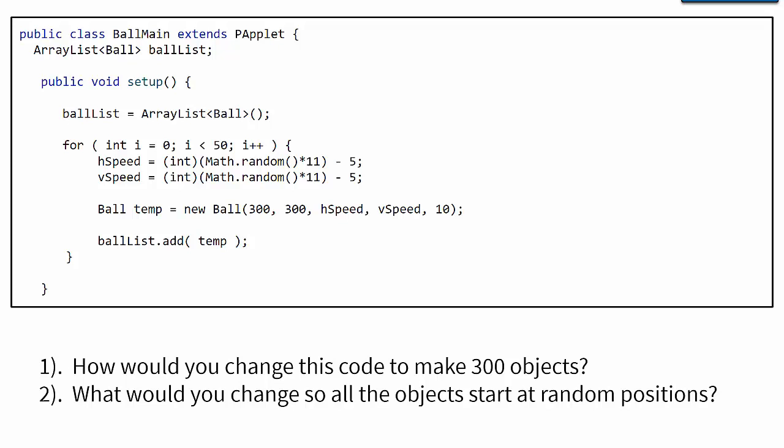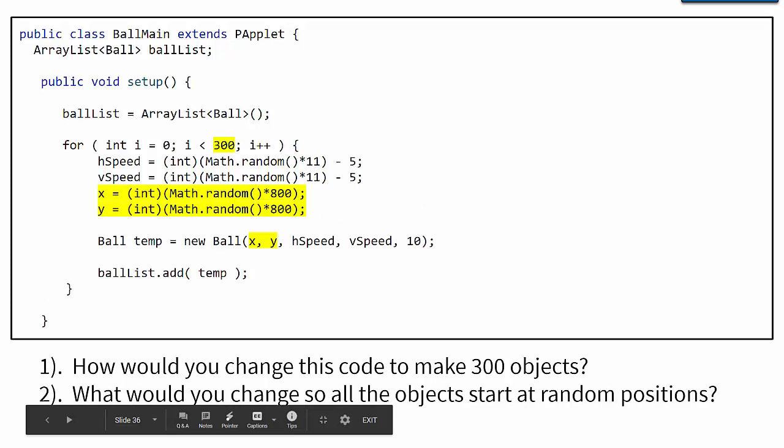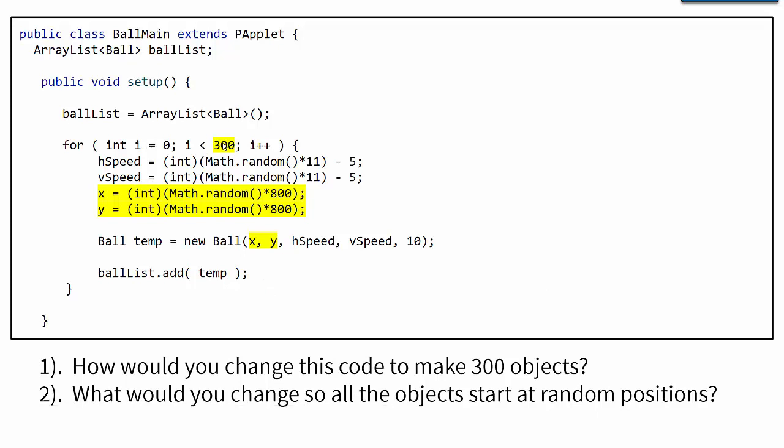Okay, here comes the answer. All right, here we go. To make 300 objects, we just have to repeat this loop 300 times. If I wanted to make 1,000 objects, I could just make this 1,000, and now I'm looping 1,000 times, and every single loop I add a new ball.